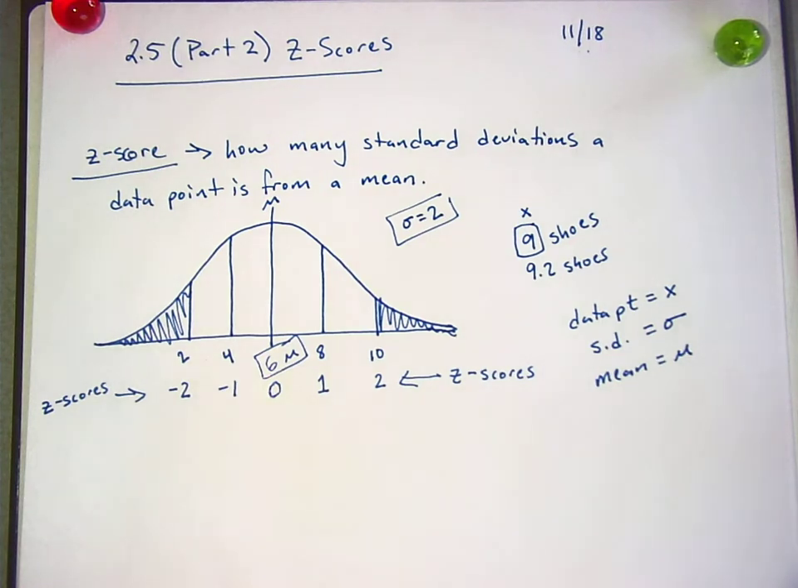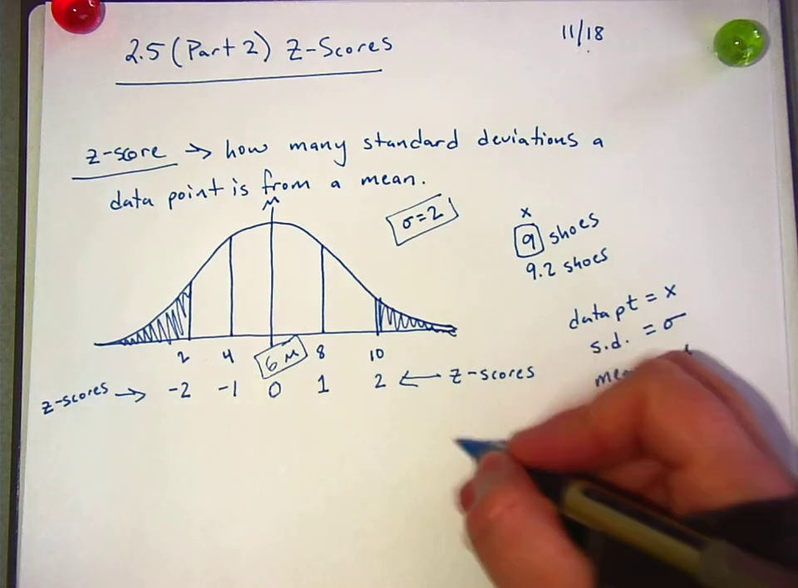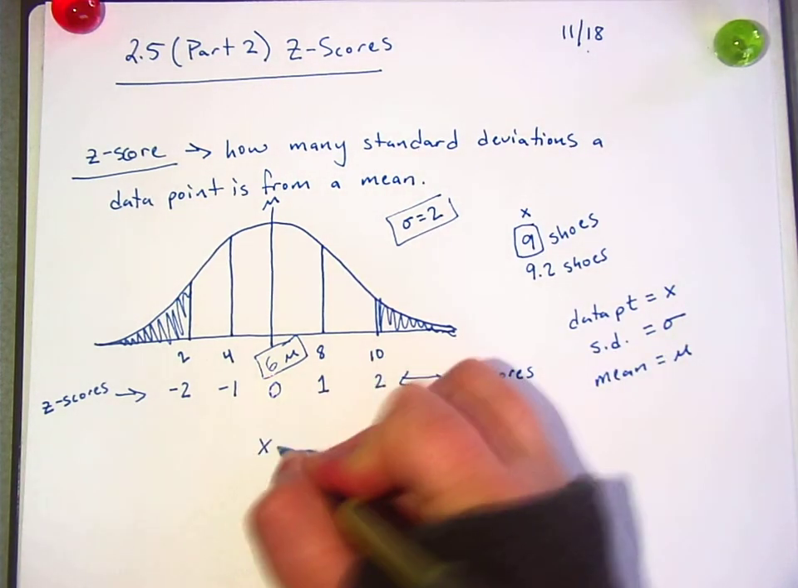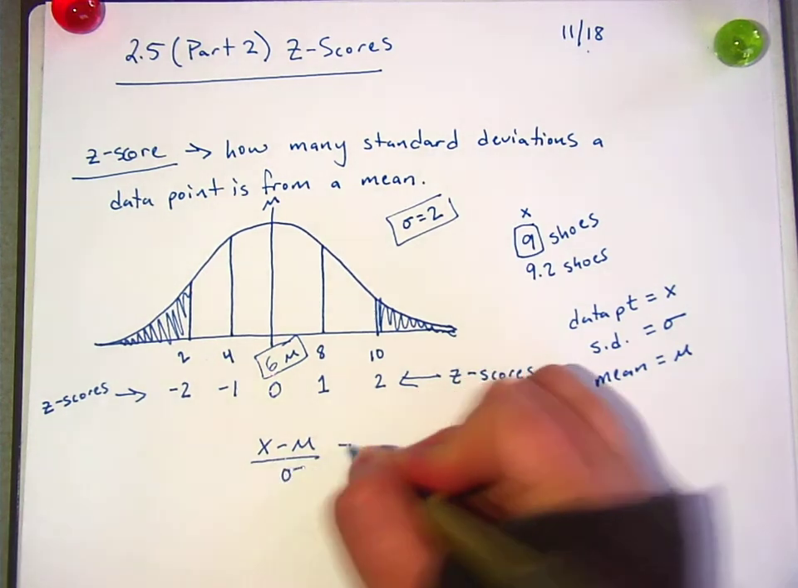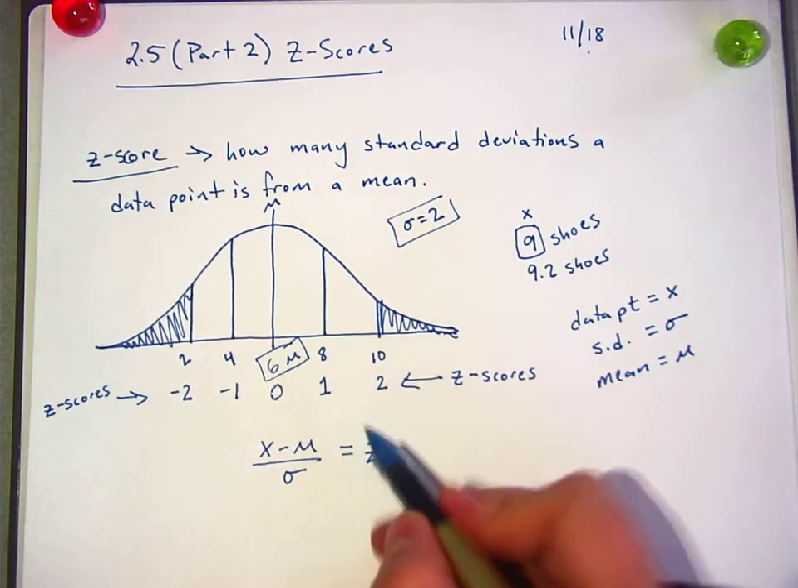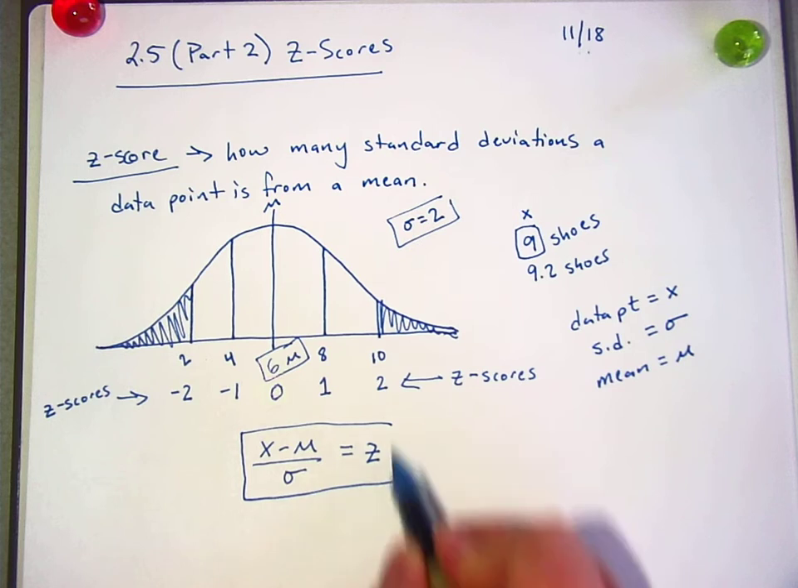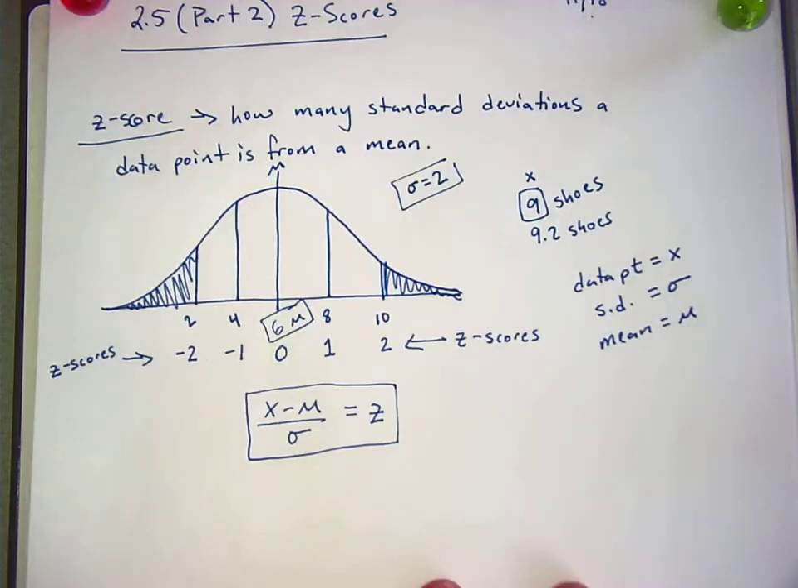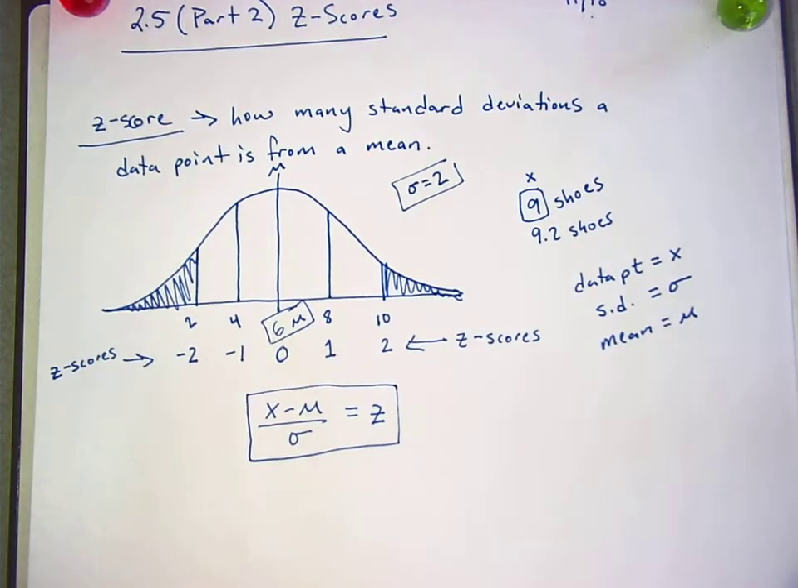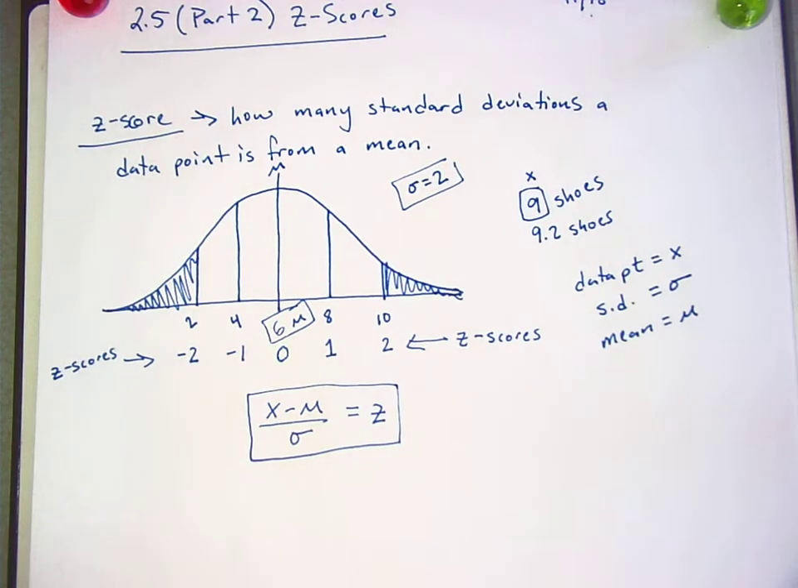I did x minus mu divided by sigma. Yes, that's right. X minus mu over sigma. I'm going to say this an obnoxious amount of times. X minus mu over sigma. It is the most popular formula in statistics. It happens constantly with bell curves.